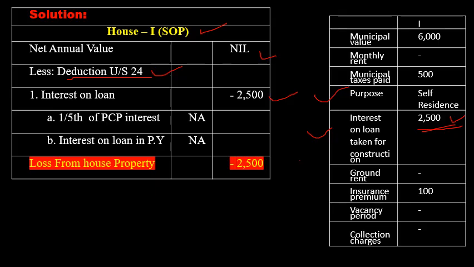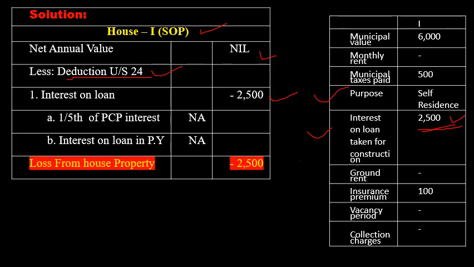If the loan amount borrowed is given, then you have to calculate 1/5 of the pre-construction period interest as well as interest on loan in the previous year. In this problem, the loan borrowed for the construction of the house is not given. So directly interest on loan is given, so that you have to enter. So that's 2500.